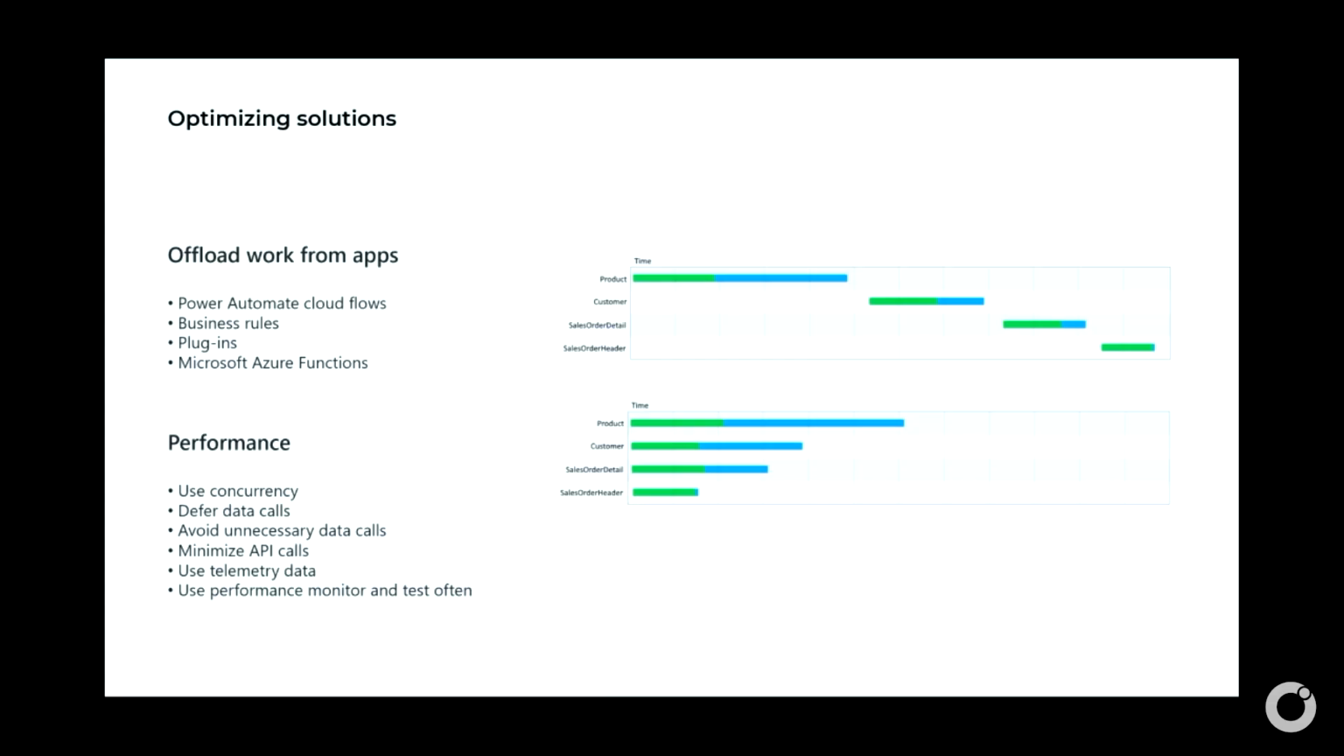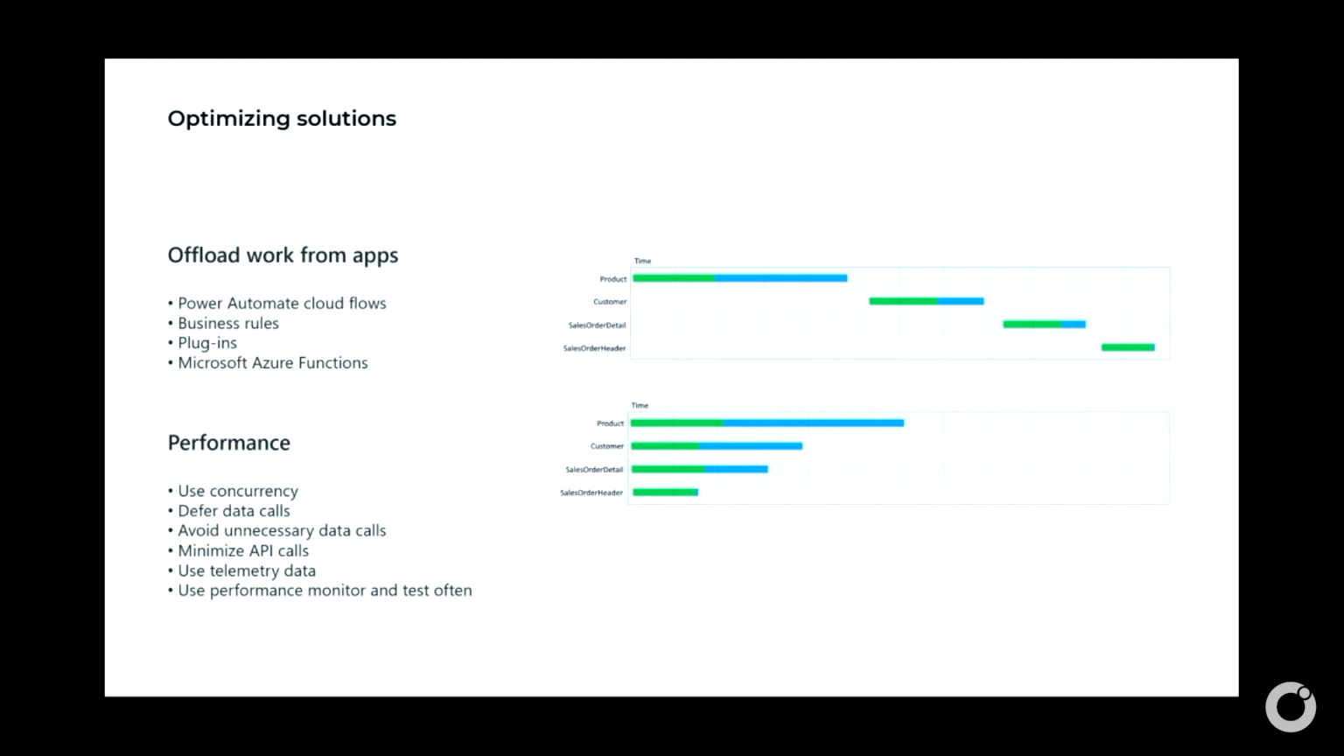So try to defer these data calls, calling only the data that you need at the time that the app loads. So try to avoid unnecessary data calls and minimize your API calls. And again, I'm going to call out telemetry data. Use it as much as you possibly can to try and ensure that your app is performing the way that you expected it to. There's a performance monitor in the Maker experience as well, which can help you understand where the bottlenecks are in your application, because there probably will be.